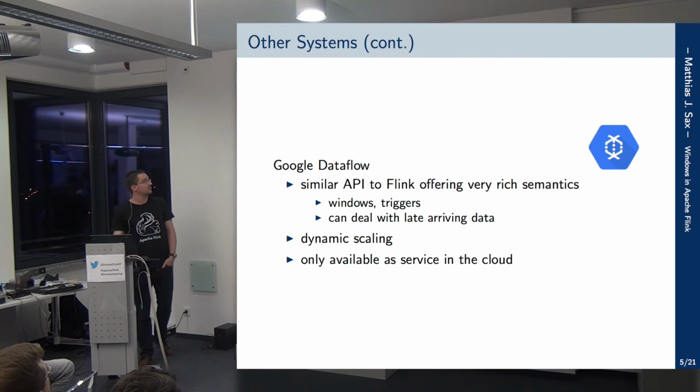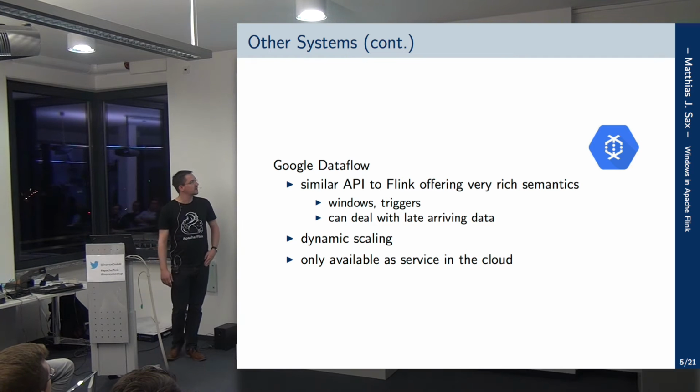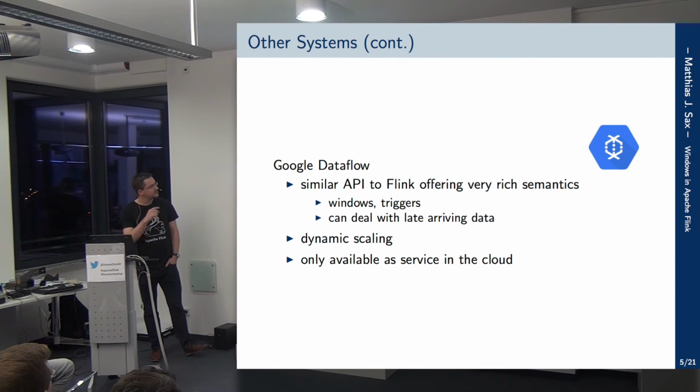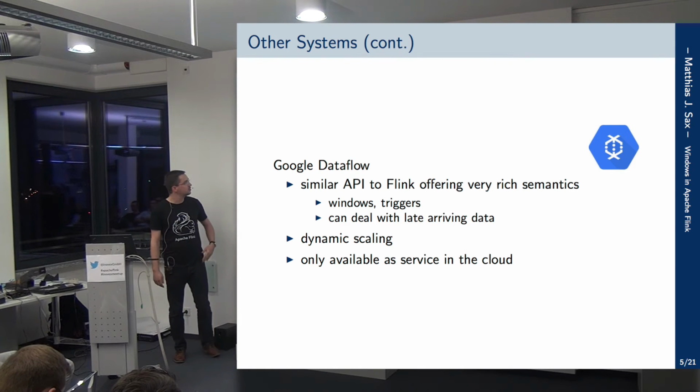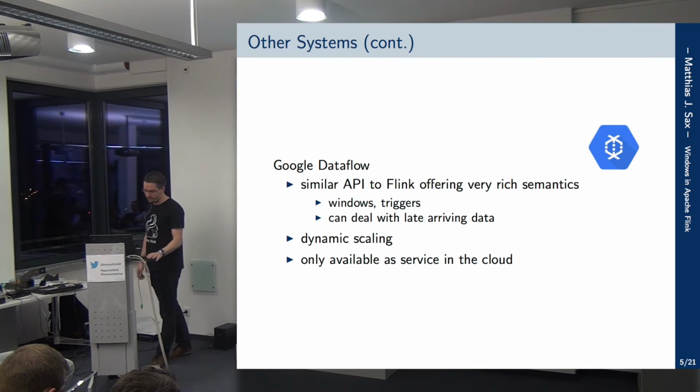Then there is Google Dataflow. From an API point of view, Dataflow is very similar to Flink, offering very rich windowing semantics. So there are windows and triggers. I will cover the details later in the talk. One big thing about Google Dataflow is that it can deal with late-arriving data.